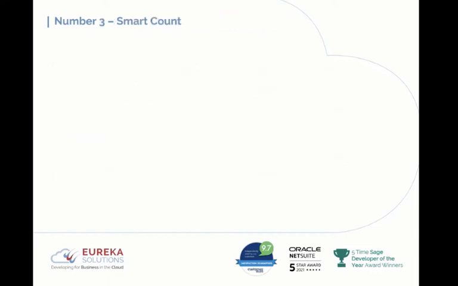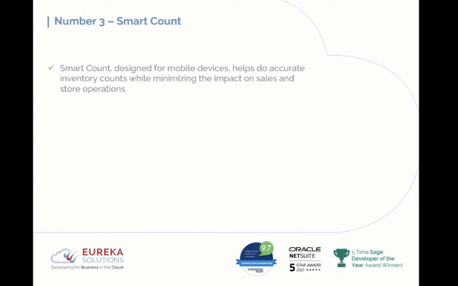Now, in at number 3, now the top 3 here, if you've been keeping up to date with the sneak peeks, which you can access from the new Release Portlet on your home dashboard, then you will already be familiar with these top 3. The first one that we've got here coming in at number 3 is the Smart Count feature. Now, the Smart Count is a solution which is designed for mobile devices, and its real aim is to help doing accurate inventory counts whilst minimising the impact that this has on the sales as well as the store operations.